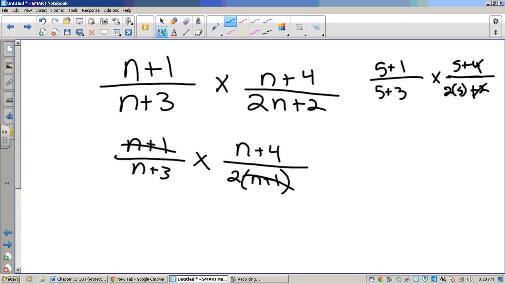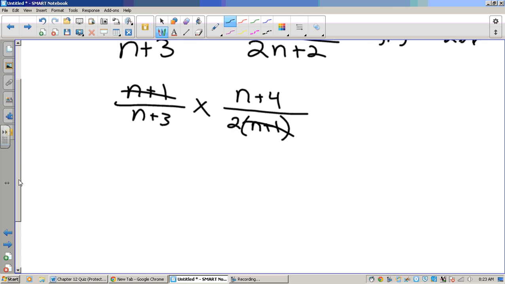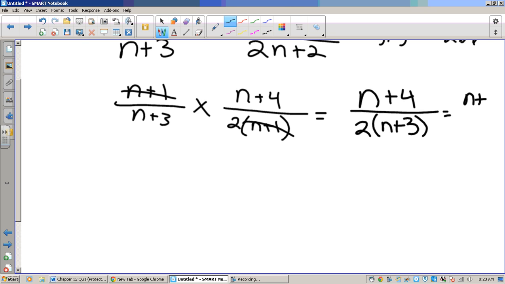Okay, so now we're left with n plus 4 over 2 times n plus 3. And if you wanted to write it out in expanded form rather than factored form, that's fine. I don't care which one. Okay? All right, so now I want you to try one.